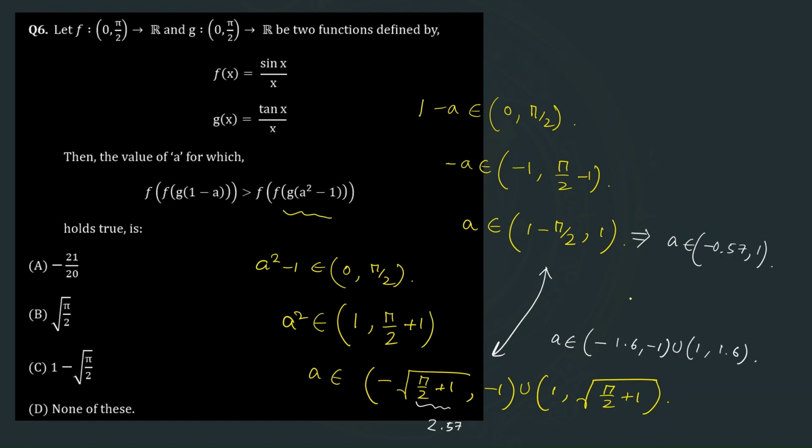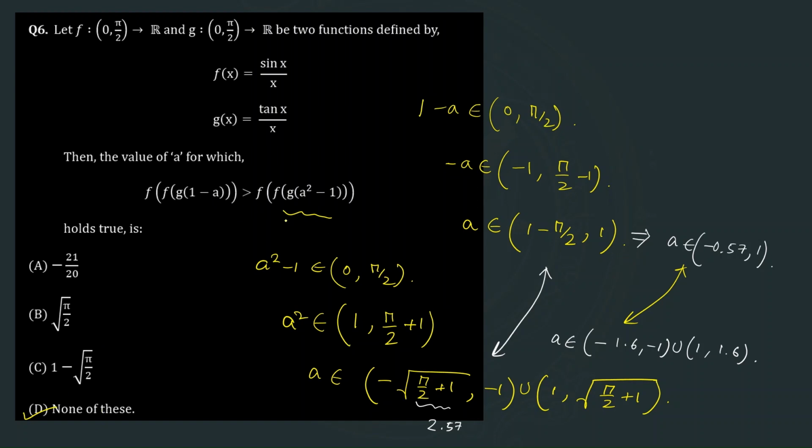Now we can observe a very important thing, that the intersection of these two sets of values is a null set. That means a cannot simultaneously belong to this interval and this interval. That means no value of a is possible for which the inequality given in this question is true. That means option D will be the correct option in this case, because no value of a satisfies this inequality.